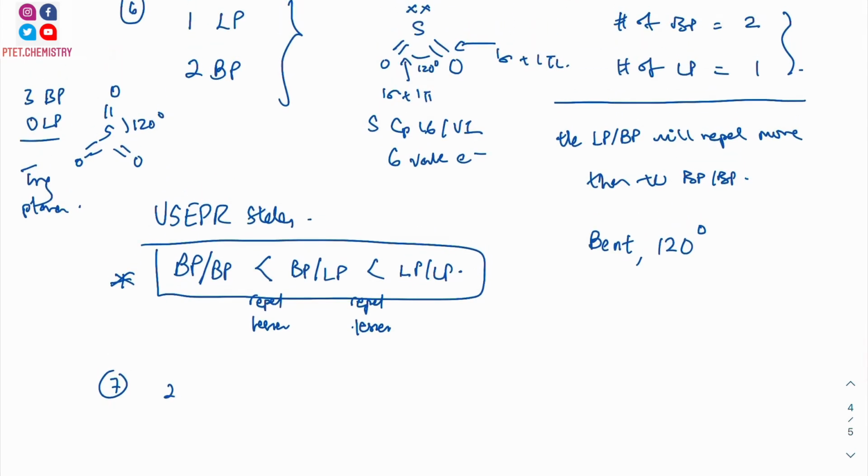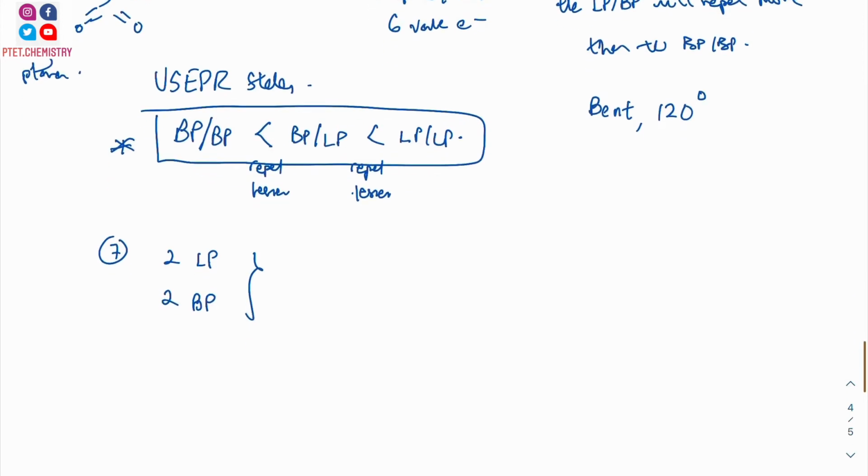Okay. So we go next to the more complicated example, such as 2 lone pairs and 2 bond pairs. Now this is a very common example in A-level because you have water, which is the classic example. Water is a group 16 element, just like sulfur, so 6 valence electrons.